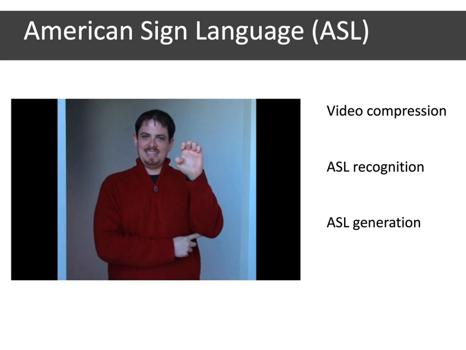Signing uses a lot of the body. It's not just the hands, it's the arms, the torso, the face. It uses movement. The grammar is completely different from the grammar of English. Signs can be ambiguous. They might not be unique. It incorporates a lot of context and so on. So it is a pretty hard research problem.